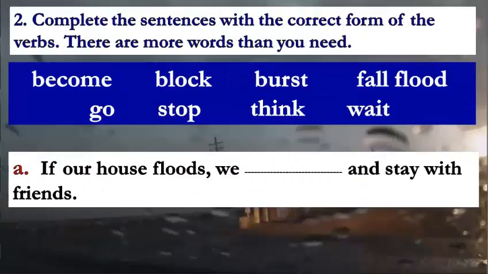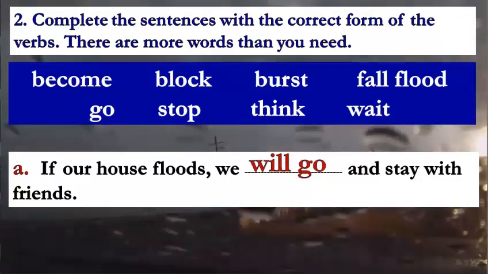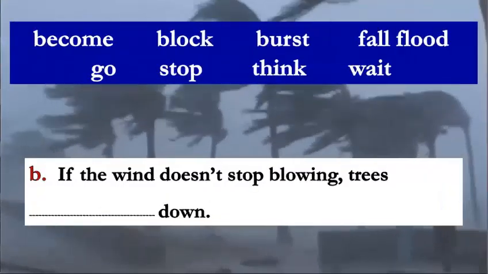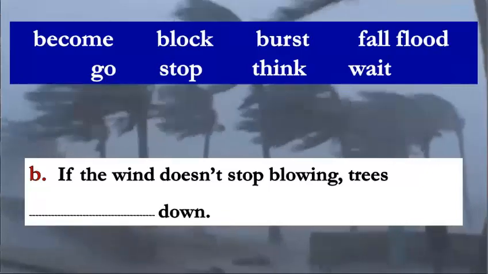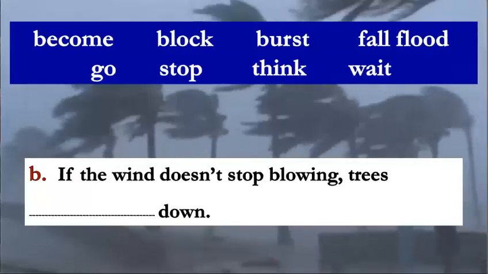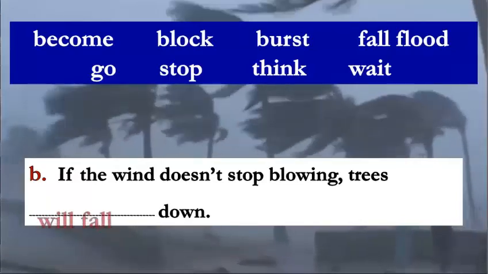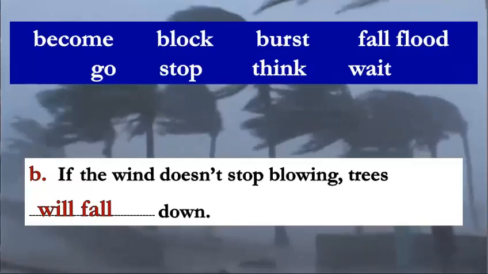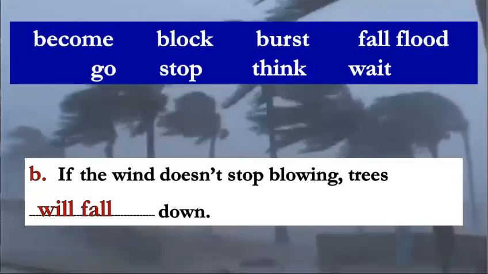Okay, the first one here: if our house floods, we blank and stay with friends. What will happen if our house floods? Of course, we will go and stay with friends. Sentence B. Use one of the verbs above and complete the sentence. If the wind doesn't stop blowing, trees, what will happen to trees? Trees will fall down. If the wind doesn't stop blowing, trees will fall down.